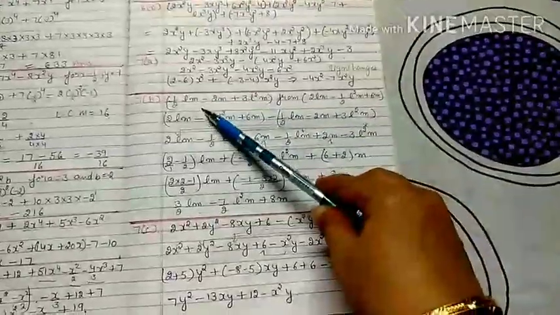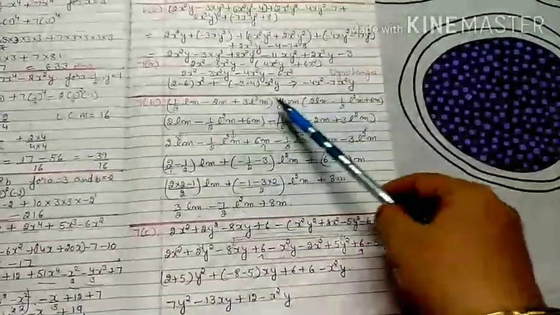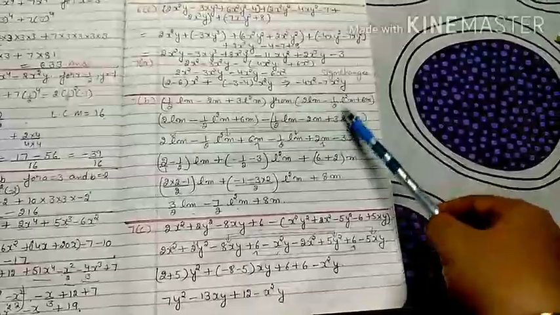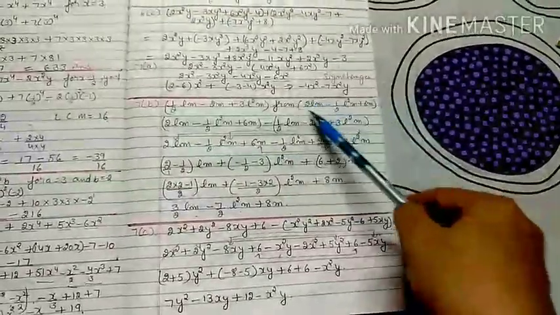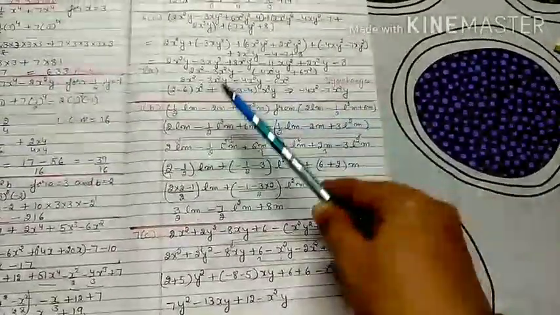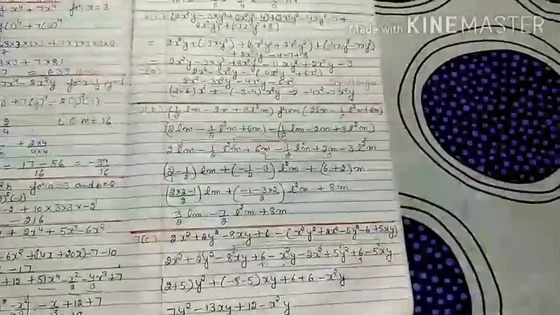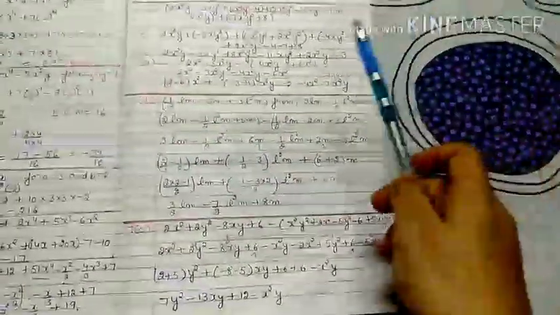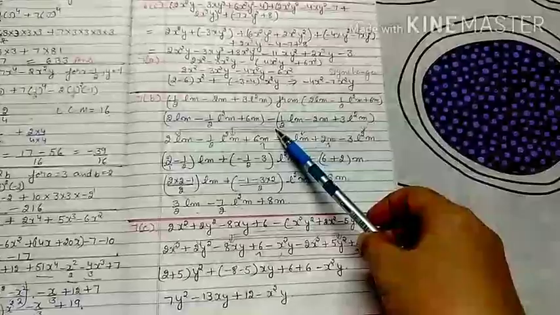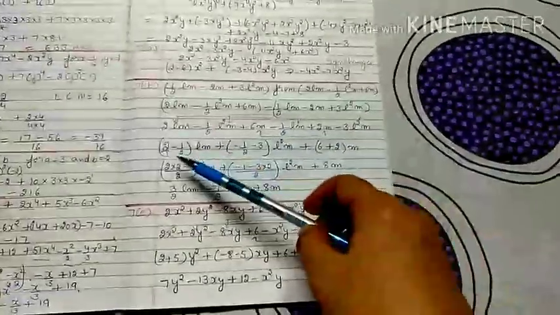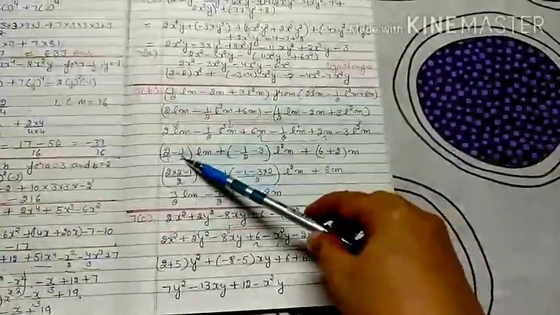Similarly in 7th B also, you have two expressions. Your statement is half lm minus 2m plus 3l square m from 2lm minus half l square m plus 6m. So this expression after from should be kept in the first position, and the polynomial expression before the word from is kept in the second position, with a negative sign in between. After that, you just equate the like terms.